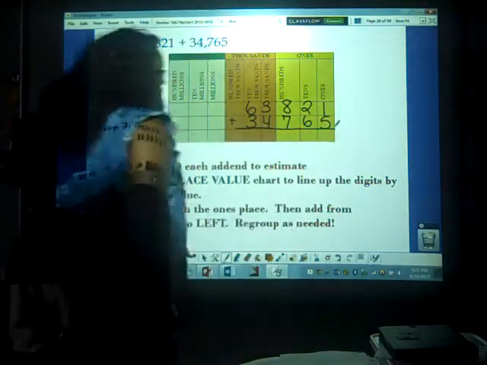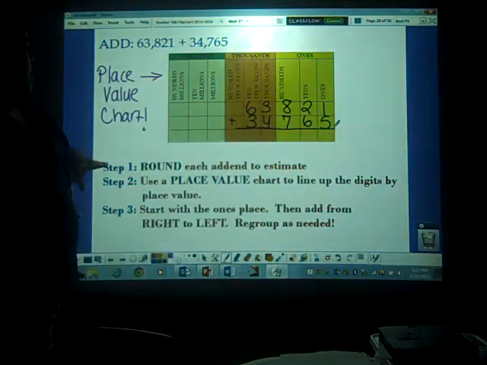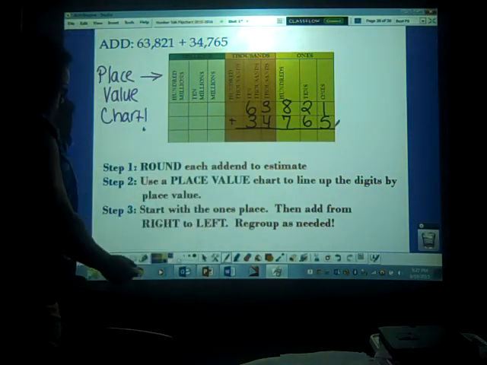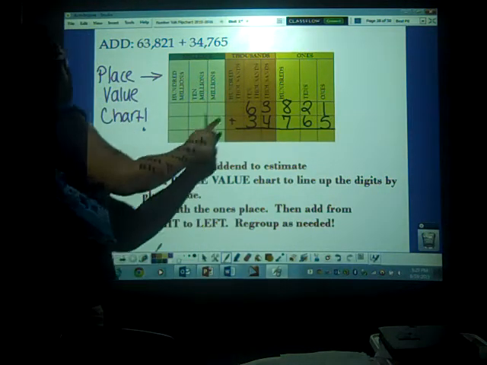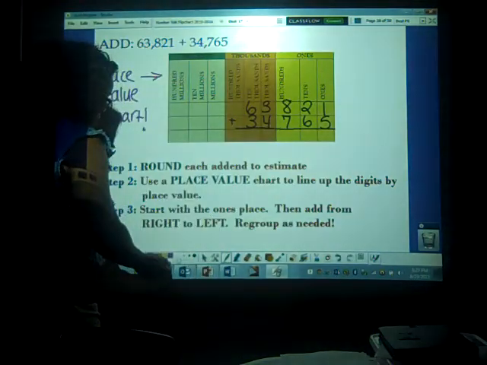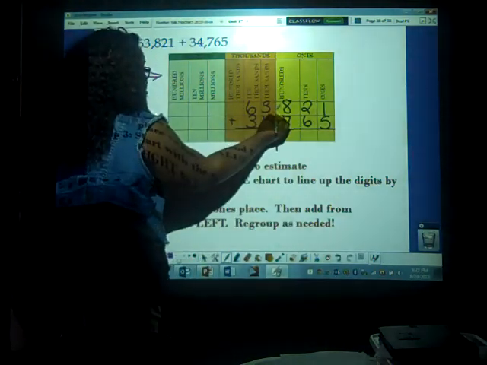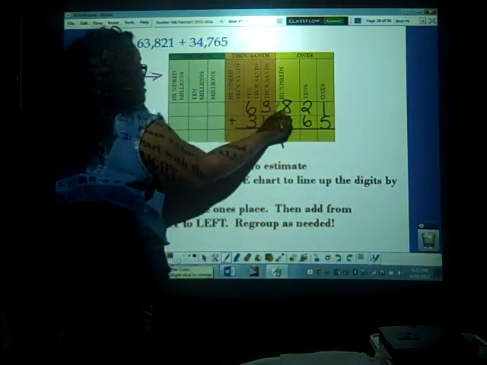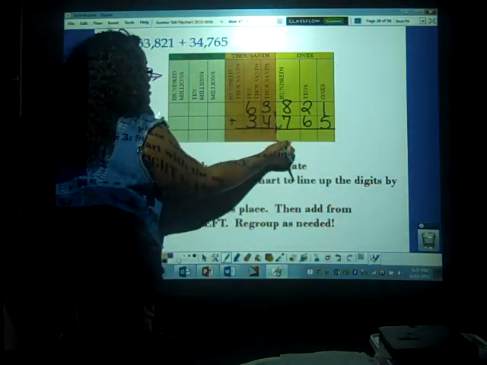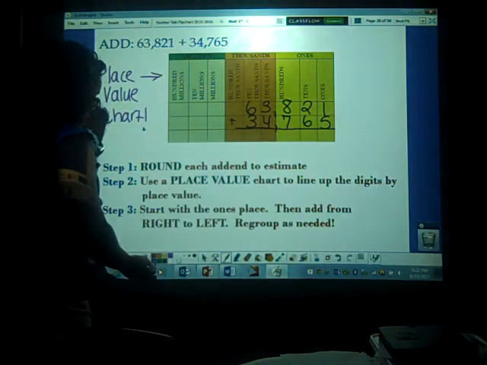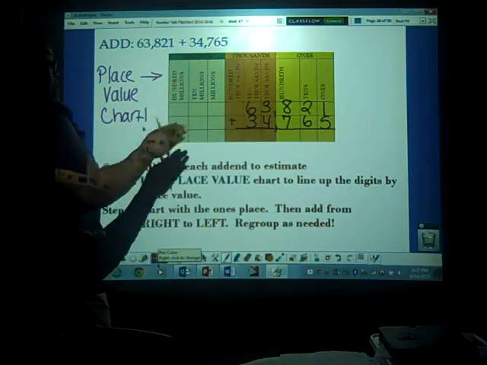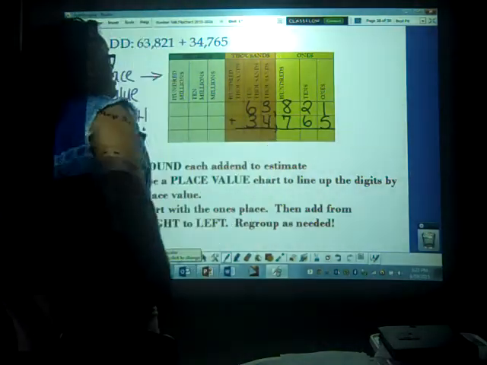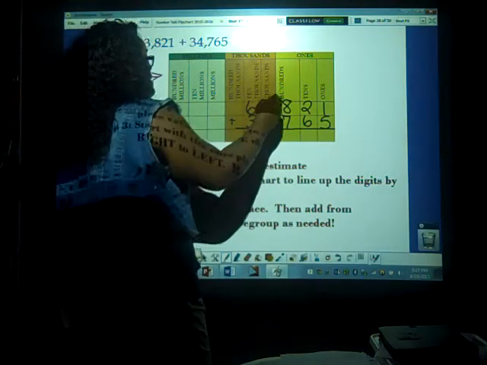together, okay? So, first step we need to do, we should round each add-in to estimate. So I am going to round my first add-in. Let me put my comma there because that's something I forgot to do. There, my commas. Now I'm going to round each add-in to estimate. So I'm going to round it to the nearest thousands place.